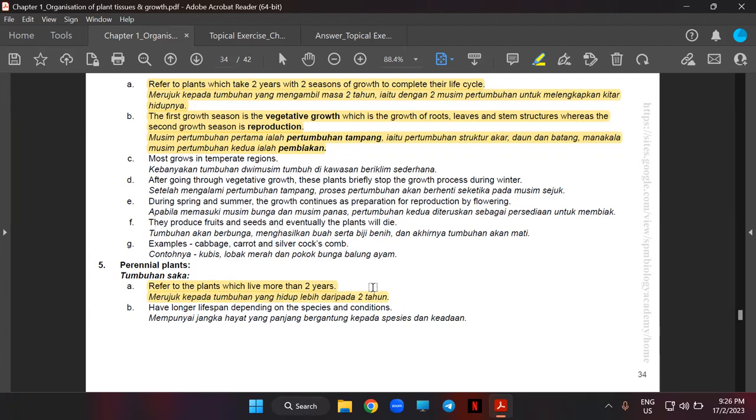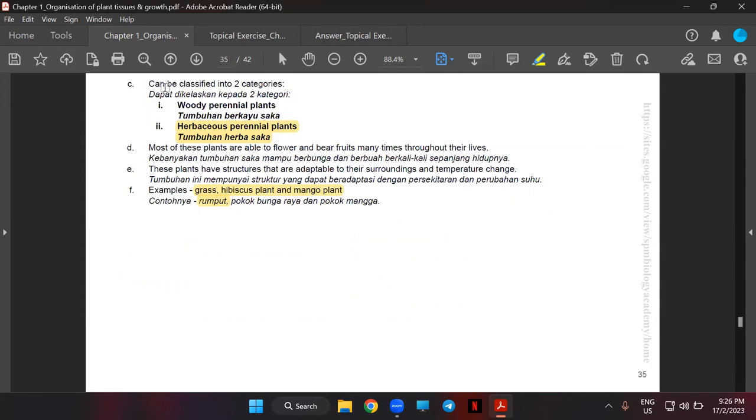Okay, markah kedua. You write this first. Then we go for this. Can be classified into 2 categories, which are woody perennial plants and herbaceous perennial plants. Dapat dikelaskan kepada 2 kategori, iaitu tumbuhan berkayu saka dan tumbuhan herba saka. Dapat markah kedua.